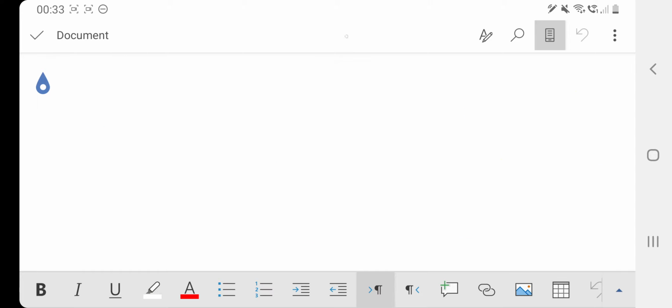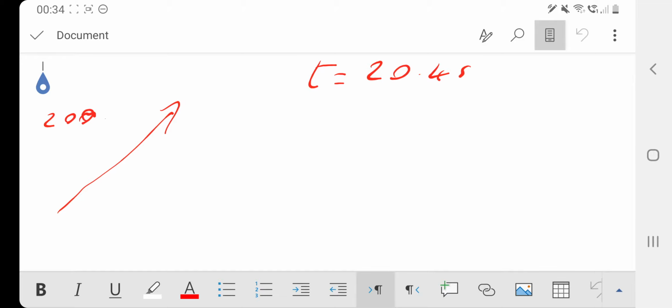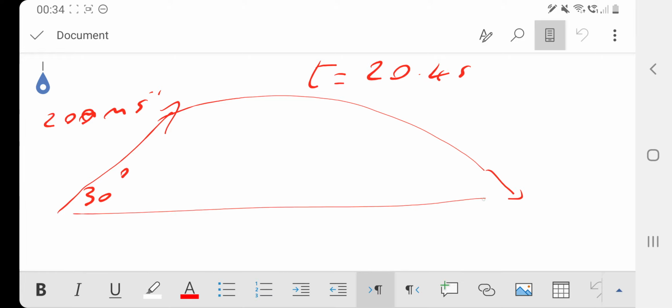So we've got the time of flight now. It's 20.4 seconds. The final question, remember to pause this to attempt the questions. I'll write it out: 200 meters per second, 30 degrees from the horizontal. Now we're going to find the range. The object is going to follow this parabola. The range is the distance horizontally.